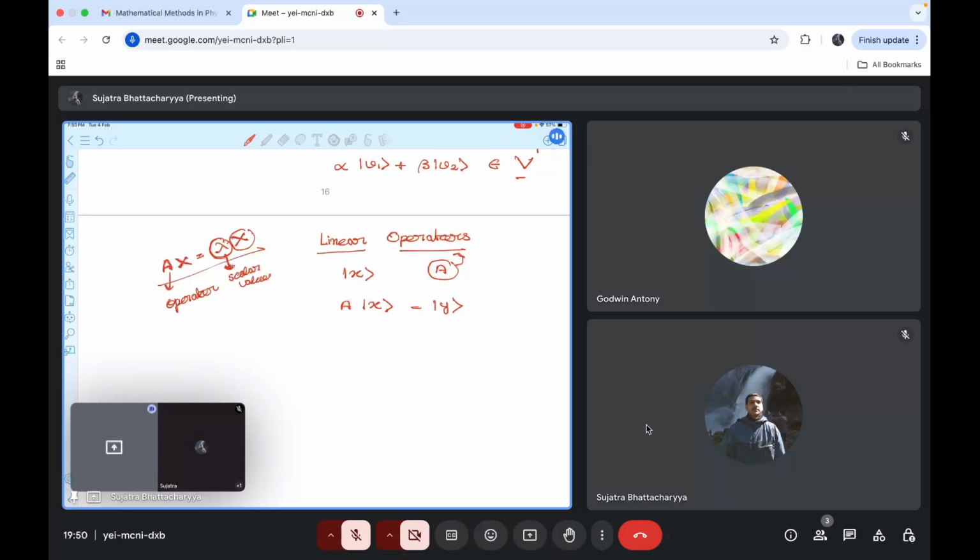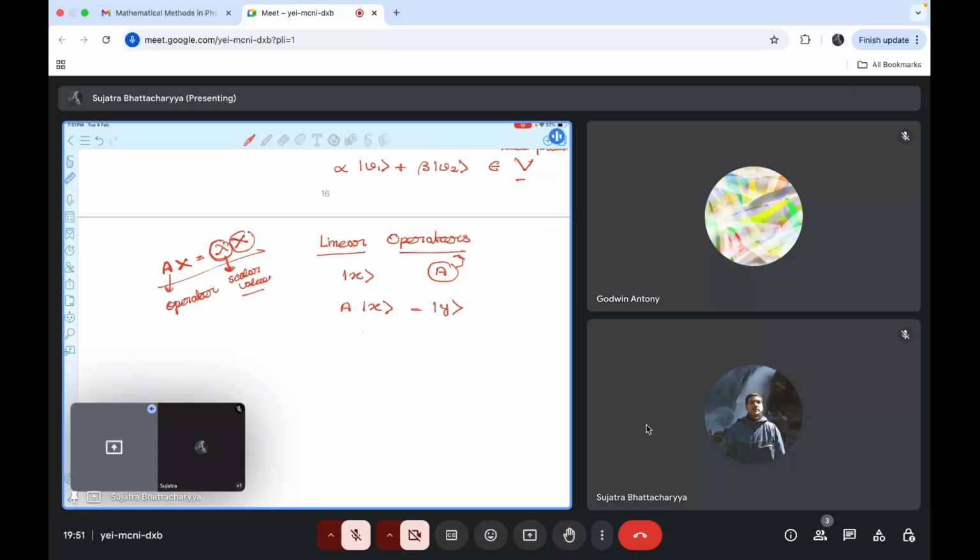Or the magnitude. Suppose this A is the energy operator, the quantum energy operator. This energy operator is operated on a certain vector, and that gives you a scalar value of energy multiplied with that particular vector. So this is how generally these operators are used. Suppose x belongs to B, y also belongs to B. This is just an example I have given.